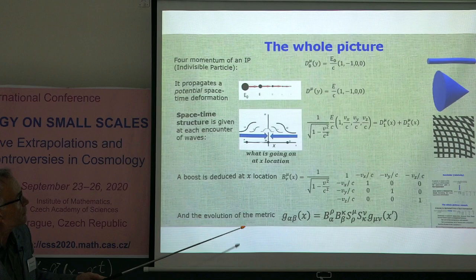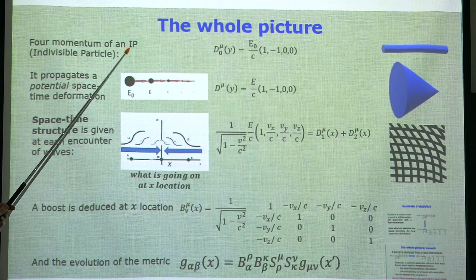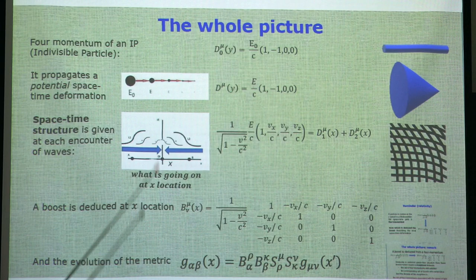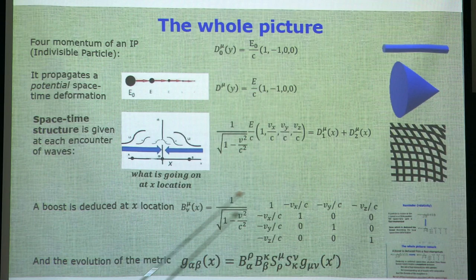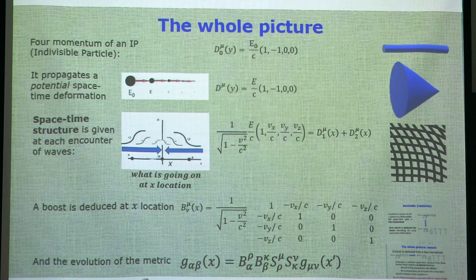Let's go to the whole picture. This is the whole picture of the gravitational model of the three-dimensional story. You start from an individual particle, those particles which are moving at the speed of light. So this is the picture of the trajectory of such a particle in space. It has a four momentum like this. It propagates a space-time deformation. This is the shape of the envelope of the space-time deformation. This is a gravitational wave. It propagates in space. This is a shape in space. And during the propagation, the energy decreases also, of course.